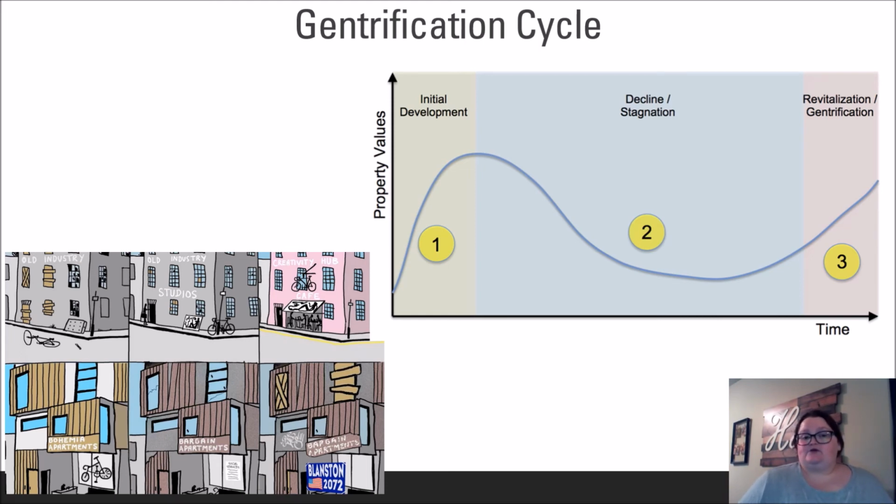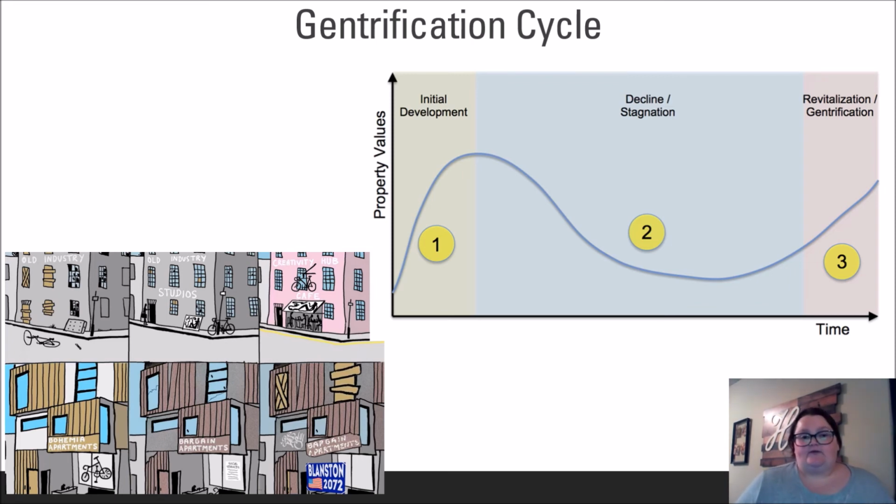Gentrification happens on a standard cycle. The initial development, which drives up property values, the decline and stagnation that is often the result of urban blight and phenomena like white flight, which drives property values down, and then the revitalization and gentrification, which drives property values back up.